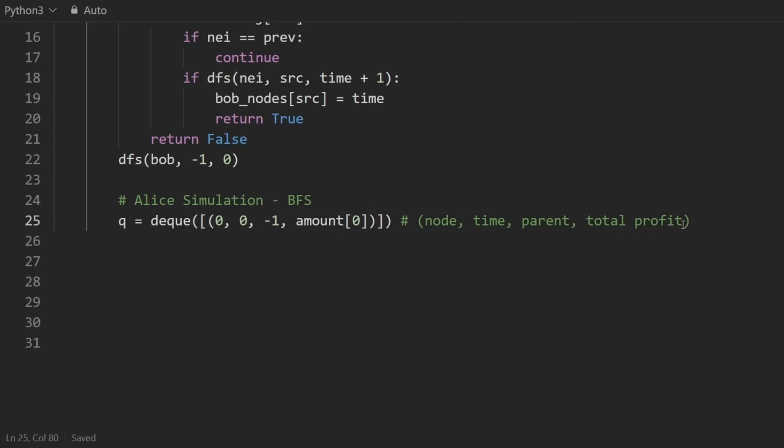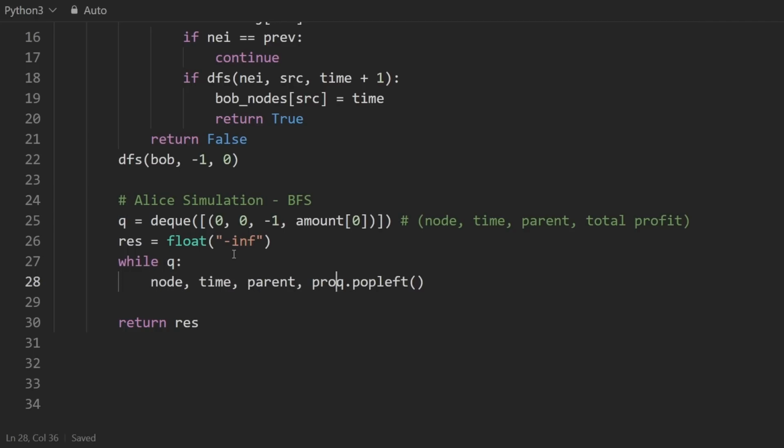We know that we're dealing with negative values sometimes, so I'm going to initialize my result to not be 0, but to be float of -infinity, basically the smallest value you can have in Python. Eventually we're going to try to increase this, and after that, we're going to end up returning it. So now this is going to be kind of similar to a textbook BFS with small differences. I'm going to say while the queue is non-empty, I'm going to pop from the queue and get 4 values. That's a lot of values to get. We're going to get the node, the time, the parent, and the profit.